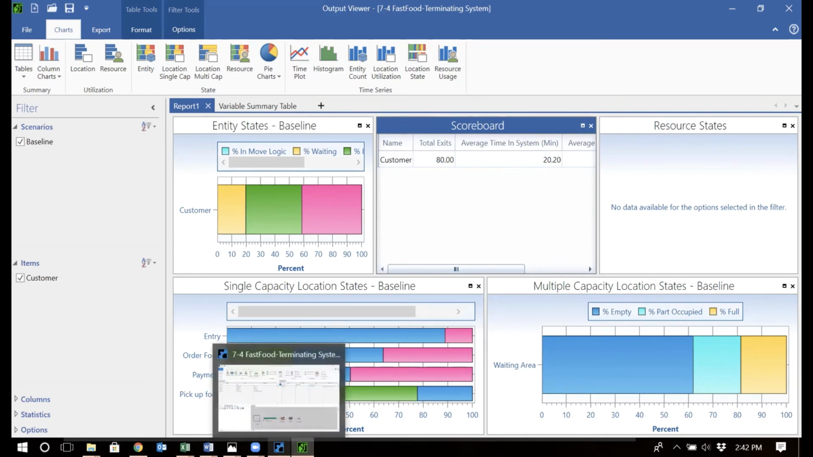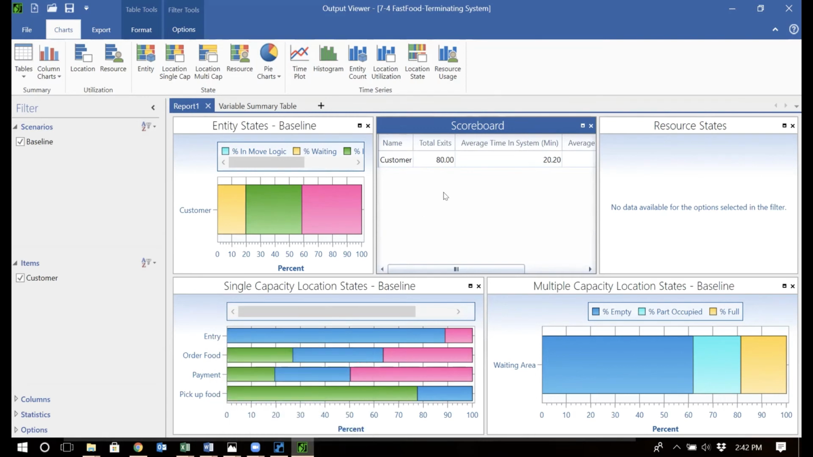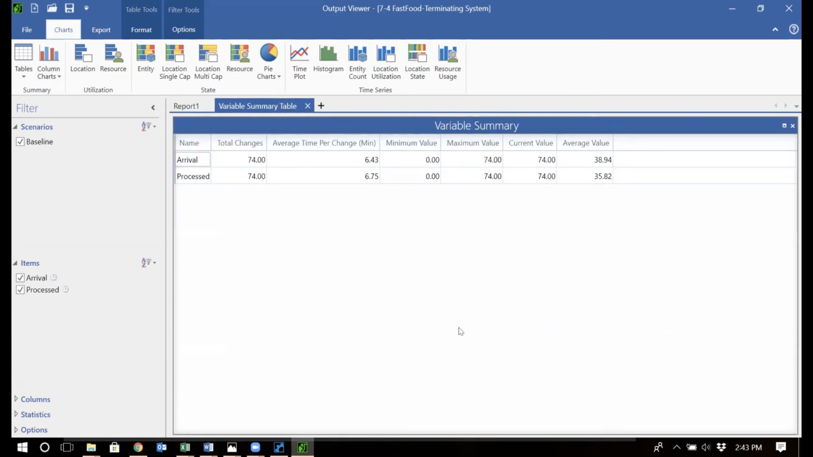Now, let's assume you have been hired by the manager of this restaurant and you're supposed to tell this person, on average, how many customers this restaurant is processing in a day. That's the question. How many customers do we process in a day? What are you going to report?